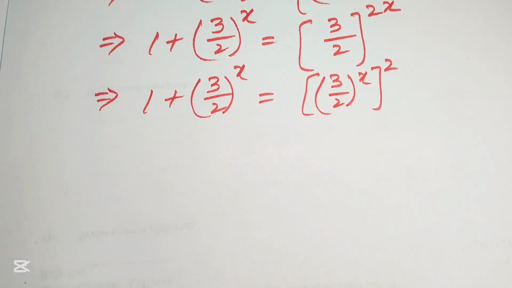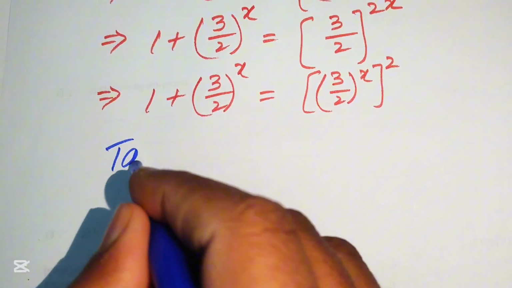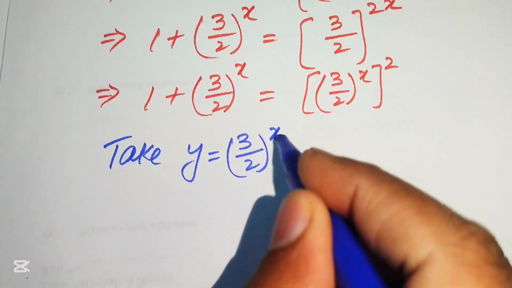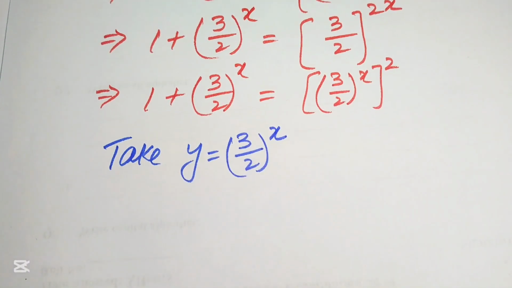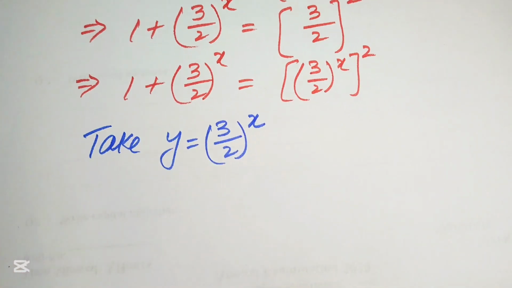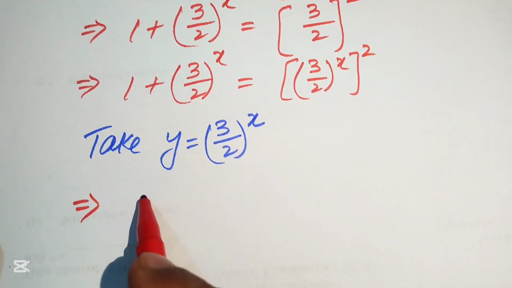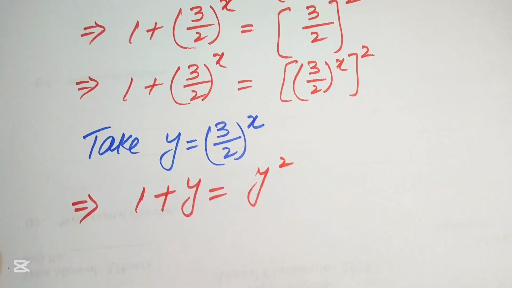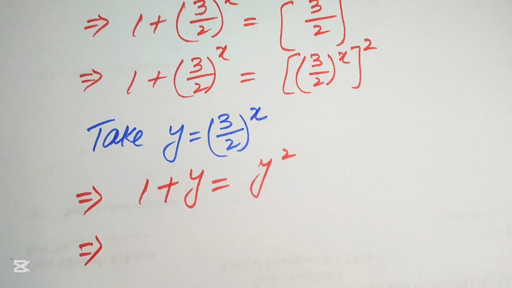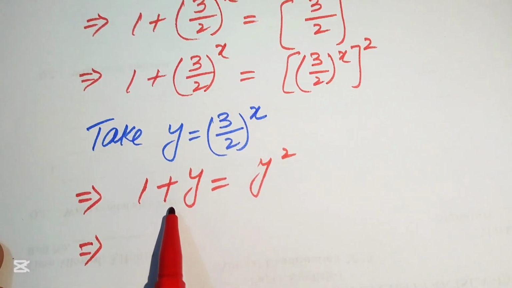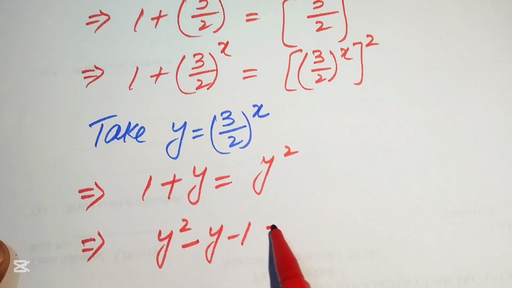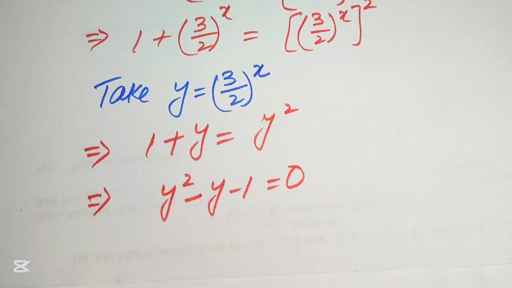So now after this step here we need to take y equals 3 over 2 to the power of x. So when you take y equals 3 over 2 to the power of x, our above equation is written as 1 plus y equals to, this will become y square. So this is a quadratic equation but not in the standard form. So we move this 1 plus y to the right hand side, it will be written as y square minus y minus 1 equals to 0. So this will become a quadratic equation in standard form.